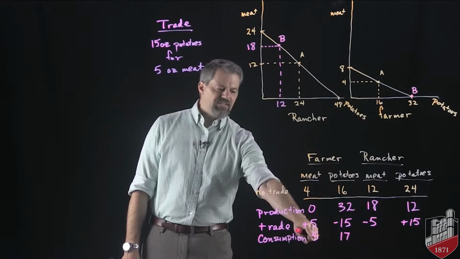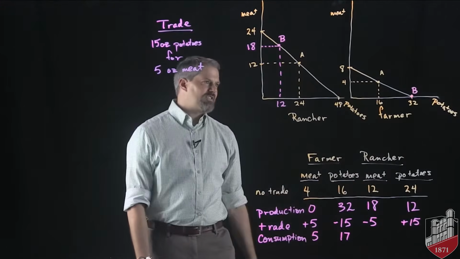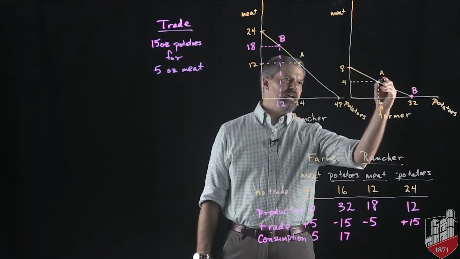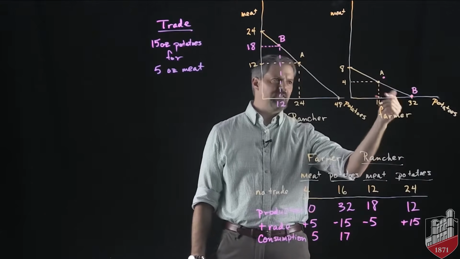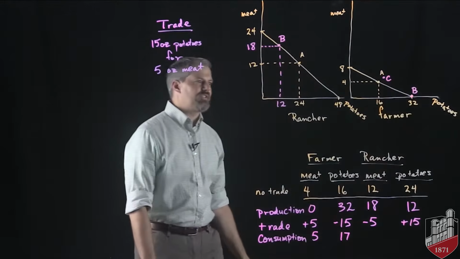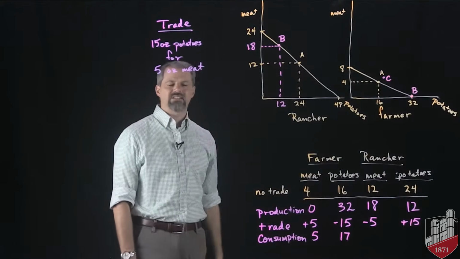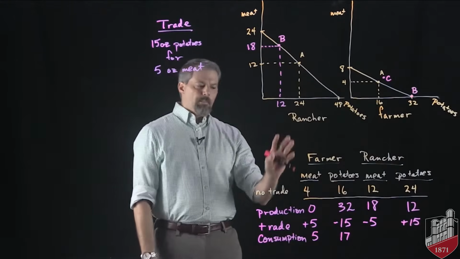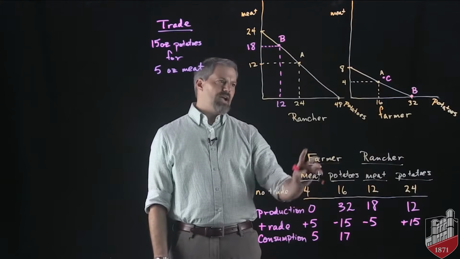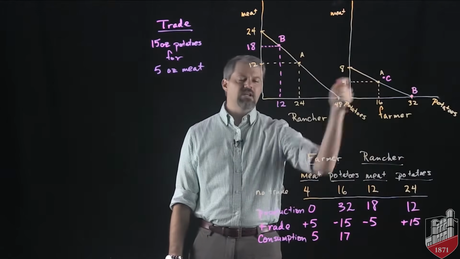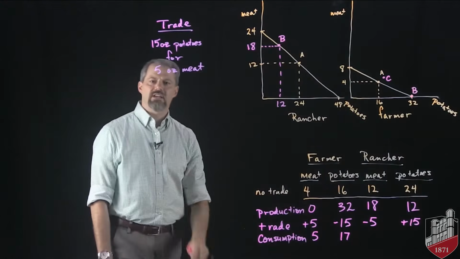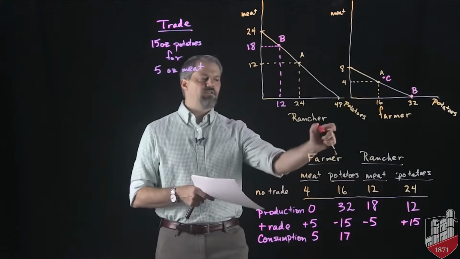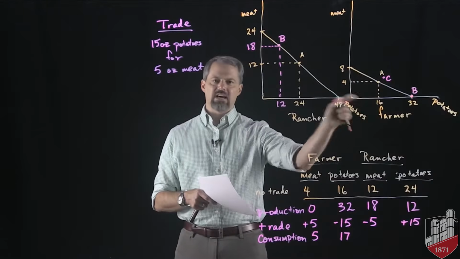This consumption point is 5 ounces of meat and 17 ounces of potatoes. So 5 ounces of meat, 17 ounces of potatoes, that's a point right out here, outside of the production possibilities frontier for the farmer. We'll call that point C. That's their consumption point. So we can see that by engaging in this trade with the rancher, the farmer is able to reach a consumption point that's better than what they could have produced themselves. But that's probably not surprising because the farmer is the least productive person out of the two.